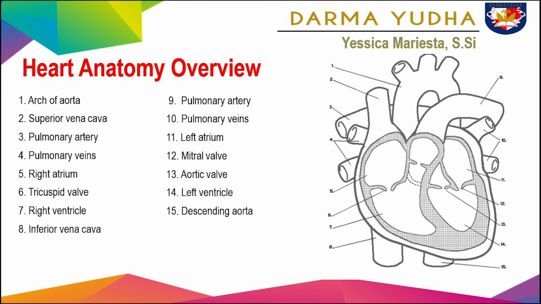6 is the tricuspid valve. 7, the right ventricle. 8, inferior vena cava. 9, pulmonary artery. 10, pulmonary veins. 11, left atrium. 12, mitral valve. 13, aortic valve. 14, left ventricle. And 15 is the descending aorta.